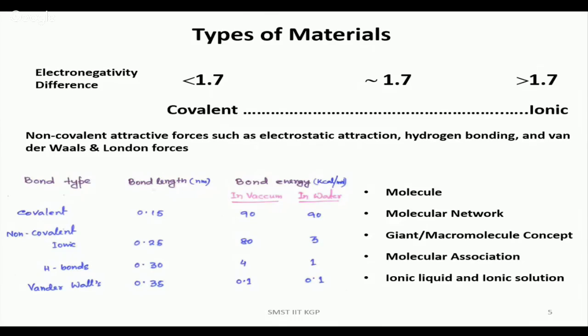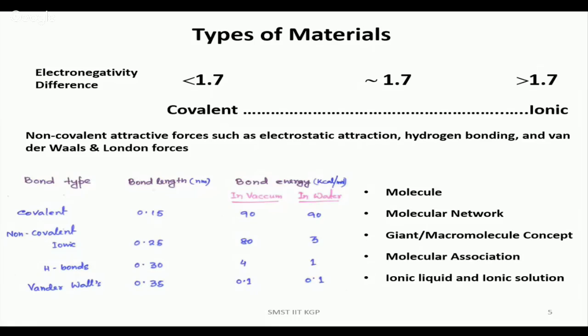Similarly, in the case of metals, it is most likely that individual metal atoms are not very stable. They form metallic bonds, right? And all the metal atoms are also assembled in a 3D network.